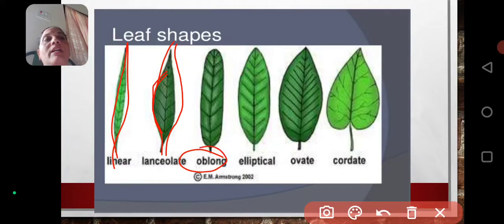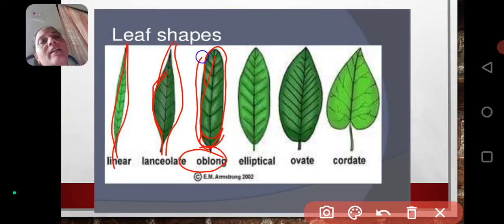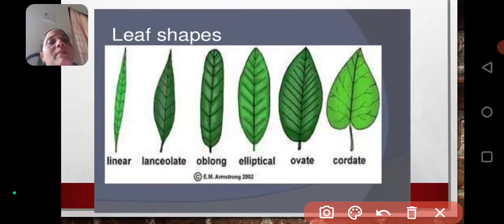Here the oblong leaves are there. In the oblong leaves, the leaves are straight like this, and the ends are blunt. Both sides have blunt ends, like this. Okay, this is called the oblong leaf shape, and then elliptical.